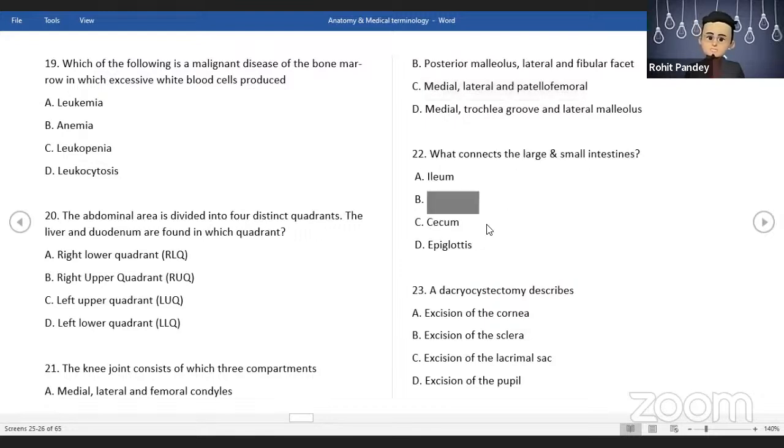Okay, what connects the large and small intestine? Ileum, appendix, cecum, epiglottis. So the answer is C, cecum.